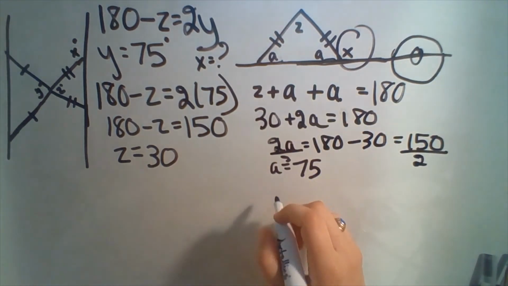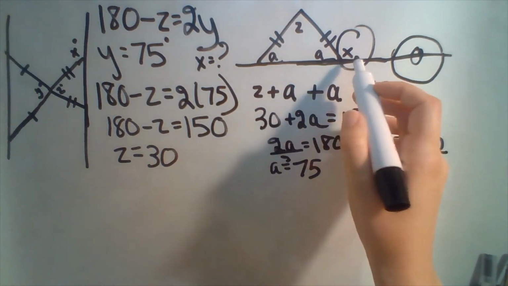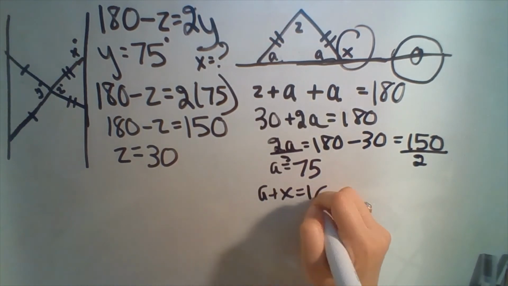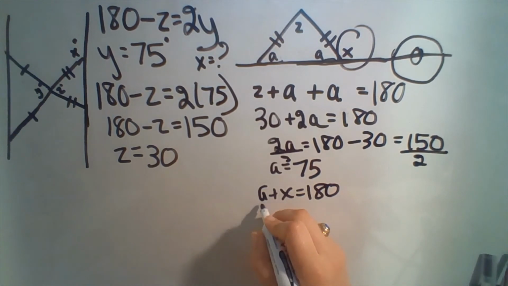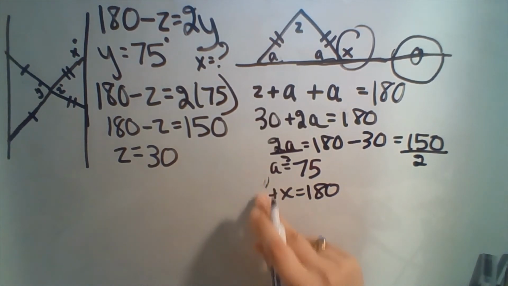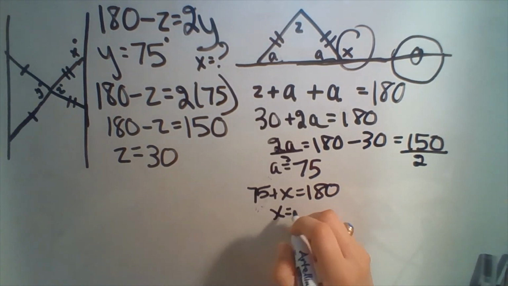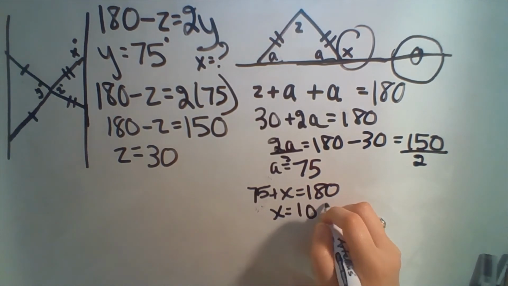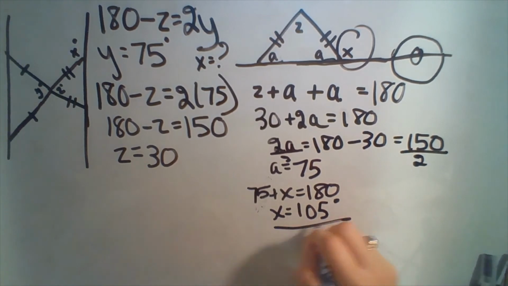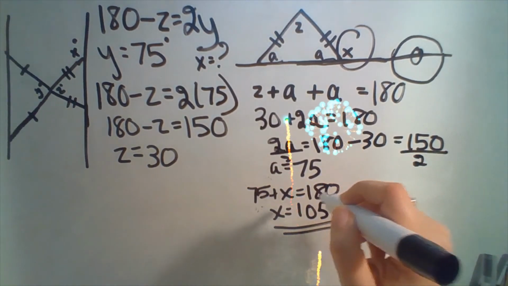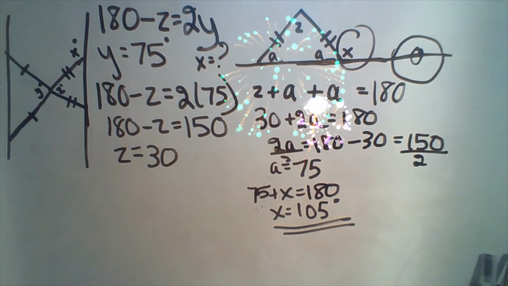So anyway, back to our problem. We know that A plus x equals 180, right? 75 plus x is 180, which means x is equal to 105. And that's your answer. You'd have to write it in and then bubble in the 1, the 0, and the 5.